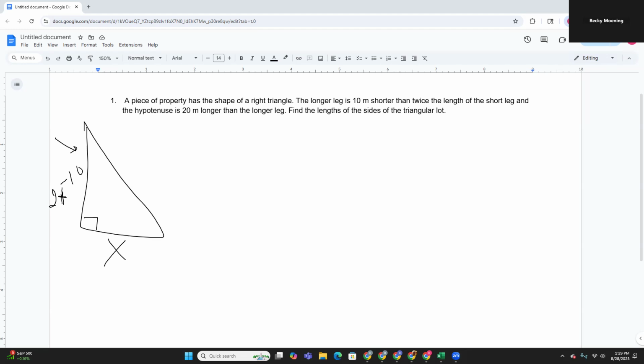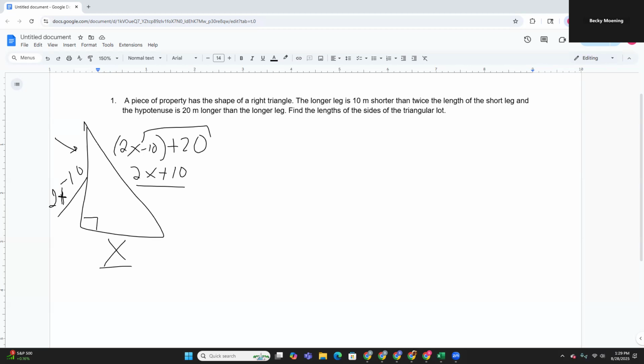And then it says the hypotenuse is 20 meters longer than the longer leg. So if the longer leg is 2x minus 10, the hypotenuse is 20 meters longer than that. So if we simplify negative 10 plus 20, that means our hypotenuse is 2x plus 10. Okay, so we have our three sides of our triangle. We want to find the lengths of the sides of this triangular lot.